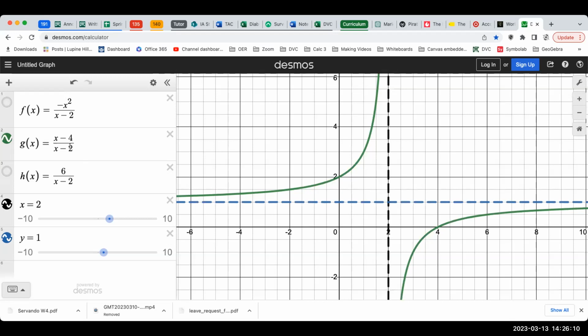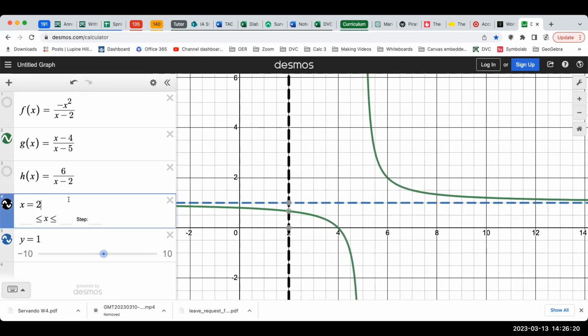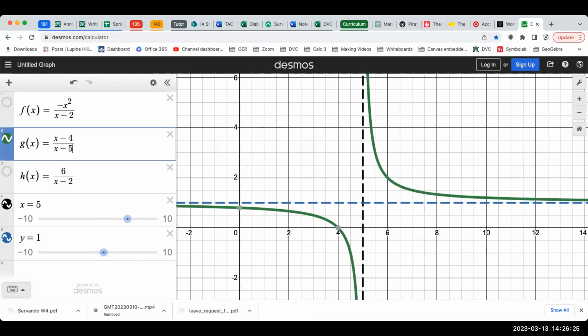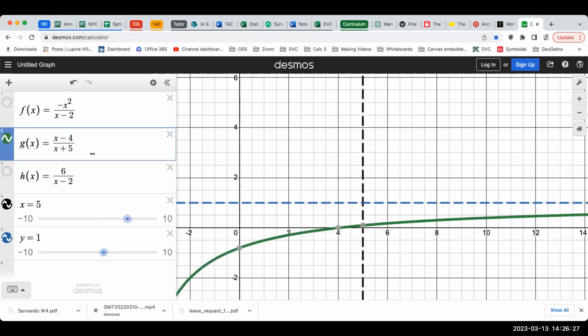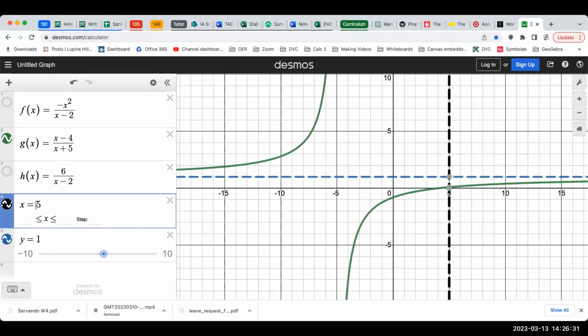Let's see. What do you guys think if instead of -2, I put -5? What do you think is going to happen to the vertical asymptote? Let's see. Notice that now it's going to be at 5. What if I do +5? It's going to be at -5 because now -5 is not in the domain. So there is a correlation.